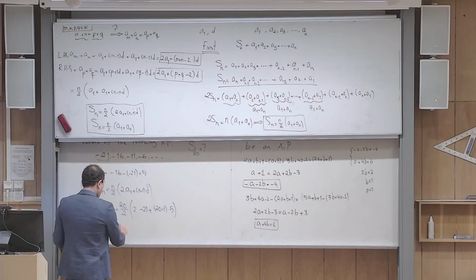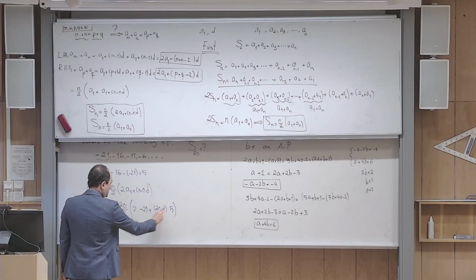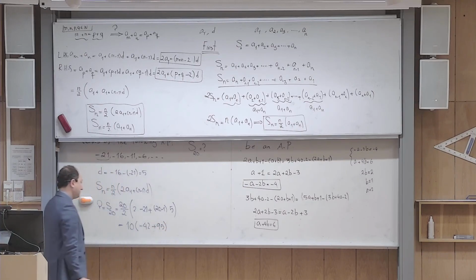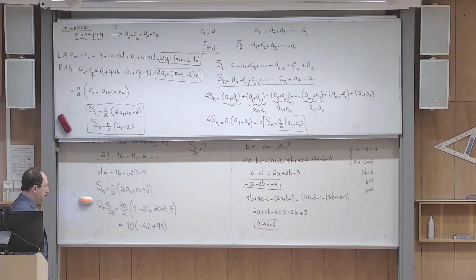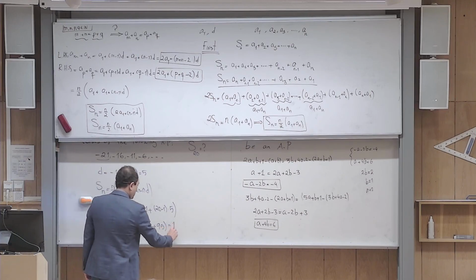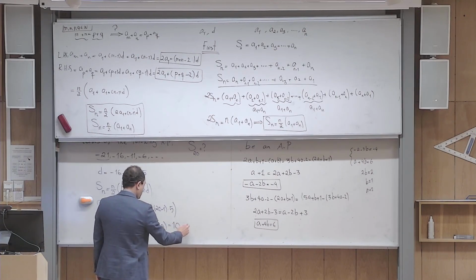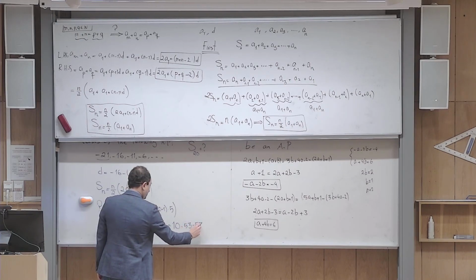Okay, so 20 over 2 is 10. This is minus 42. And this is a 95. Yes, 20 minus 1 is 19. 19 multiplied by 5 is 95. And if I add these, it becomes 10 times, what is this? It is 53. So the answer becomes 530.